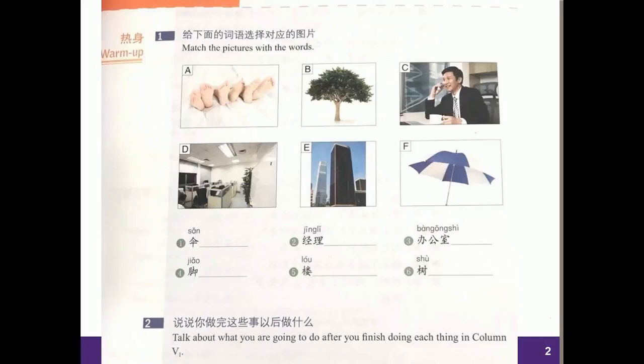Alrighty, let's look at the first one. 伞. 伞, it looks kind of like a tray, right? On the top of the tray. Actually, this is the umbrella. 伞. Because look at this, this is the structure of the umbrella, and this is the top covering of the umbrella. So this is 伞.